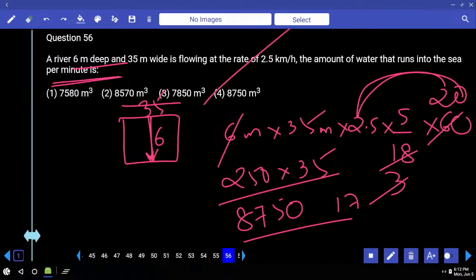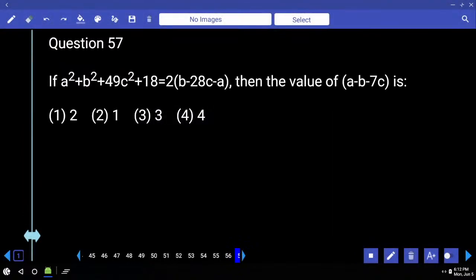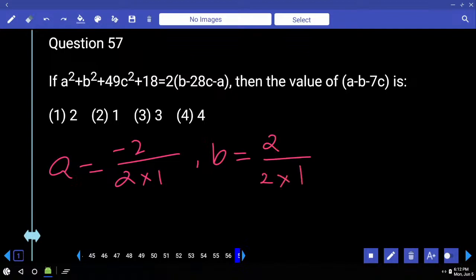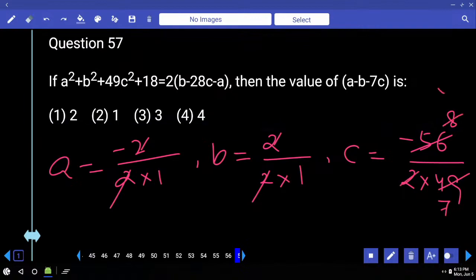Next, I have already explained how to solve these types of questions. There is a simple formula for finding A, B, C. A is equal to coefficient of A by 2 into coefficient of A square. B is equal to coefficient of B by 2 into coefficient of B square. C is equal to coefficient of C by 2 into coefficient of C square. 7 8s are, 7 7s are, 2 4s are minus 4 by 7.